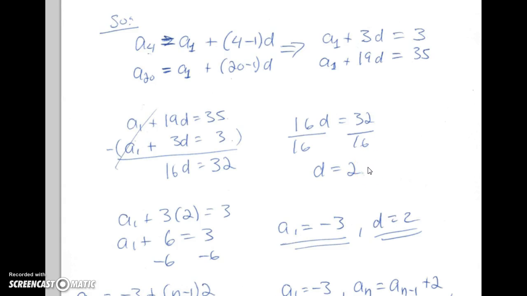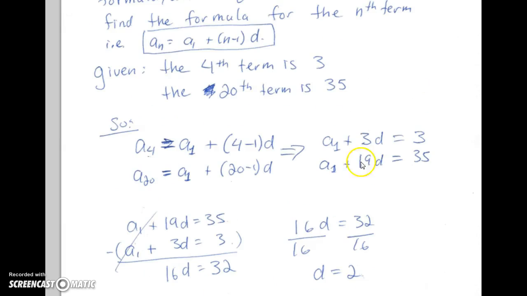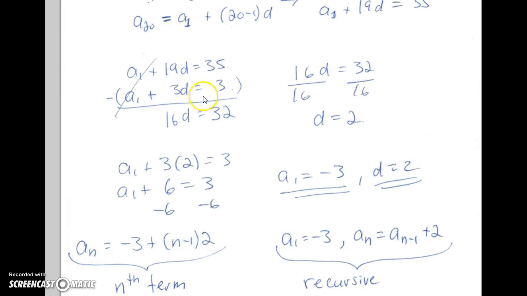All right. So we've got our common difference, and all we have to do now to get the nth term is go back to either one of these equations, plug in d, and solve for the first term. I use the equation for the fourth term, a sub 1 plus 3d equals 3. Well, we know what d is now. So a sub 1 plus 3 times 2, which is 6, equals 3. A sub 1 plus 6 equals 3. I subtract 6 from both sides and get a sub 1 equals negative 3. 3 minus 6 is negative 3. So I know a sub 1 equals negative 3, d equals 2.